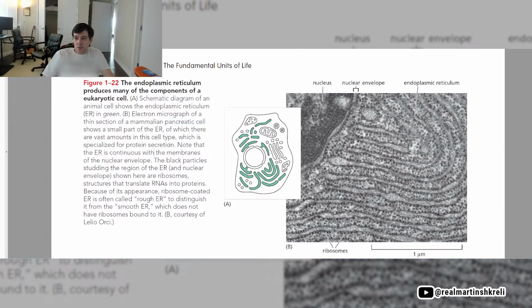It secretes hormones. Note that the endoplasmic reticulum is continuous with the membranes of the nuclear envelope. So here's the nucleus, here's the nuclear envelope, and you can see that you have this sort of like highway, basically, between the two. The black particles studding the region of the ER and the nuclear envelope here are actually ribosomes, which translate RNA into proteins. Because of its appearance, the ribosome-coated ER is often called the rough ER, and that's different from the smooth ER, which doesn't have ribosomes. You can see parts of it that are smooth.